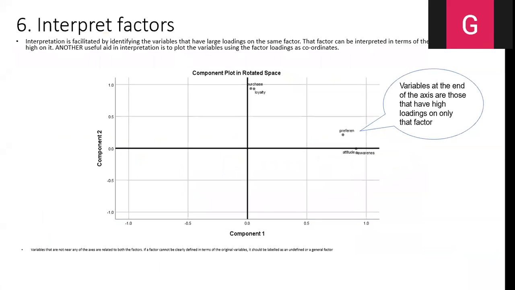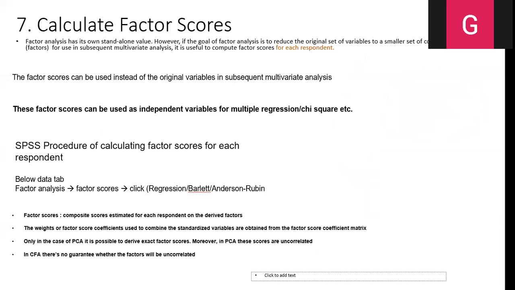So you do this, and after that, you can interpret factors. This is something that you take as a graphical method. So purchase and loyalty are going together, and preference, attitude, and awareness are going together. Next, you can calculate factor scores. If you are doing any subsequent analysis, say regression and so on, you can calculate the factor scores. Remember, factor scores are computed for each respondent.